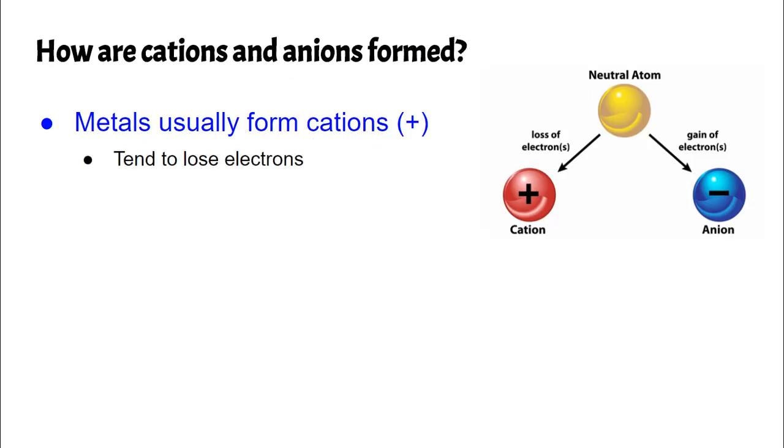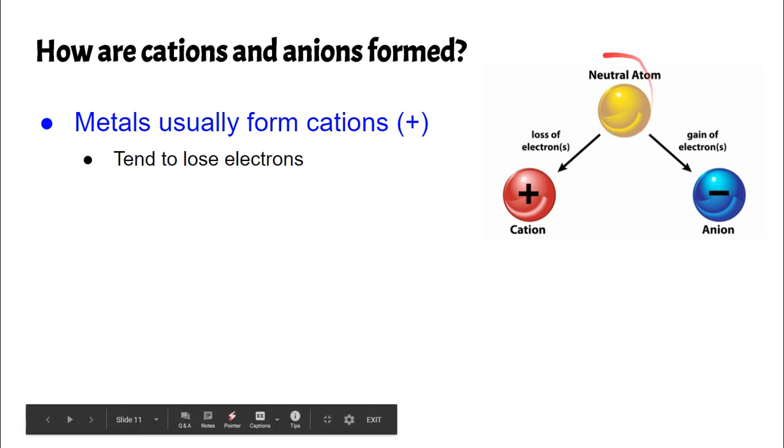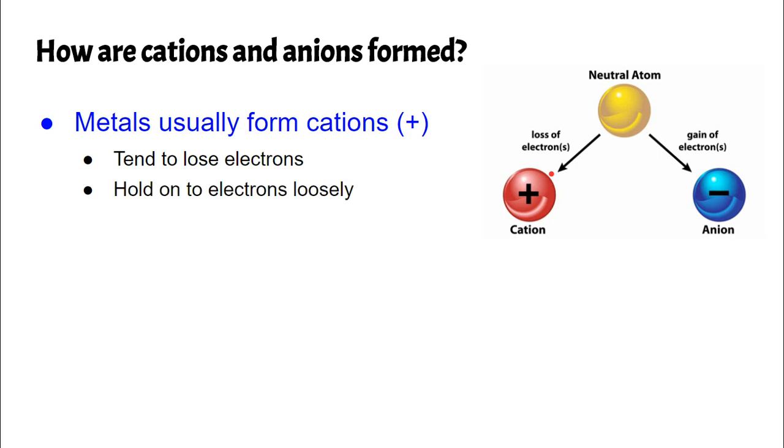So how are cations and anions formed? How do we know which elements are going to make cations or positive ions and which will make anions or negative ions? Well, metals are usually going to form positive cations. And this is because our metals, as we know, tend to lose electrons, right? So if this is a metal, it's going to tend to lose an electron. We know that they hold on to electrons very loosely, and that's also why they are great conductors of electricity.